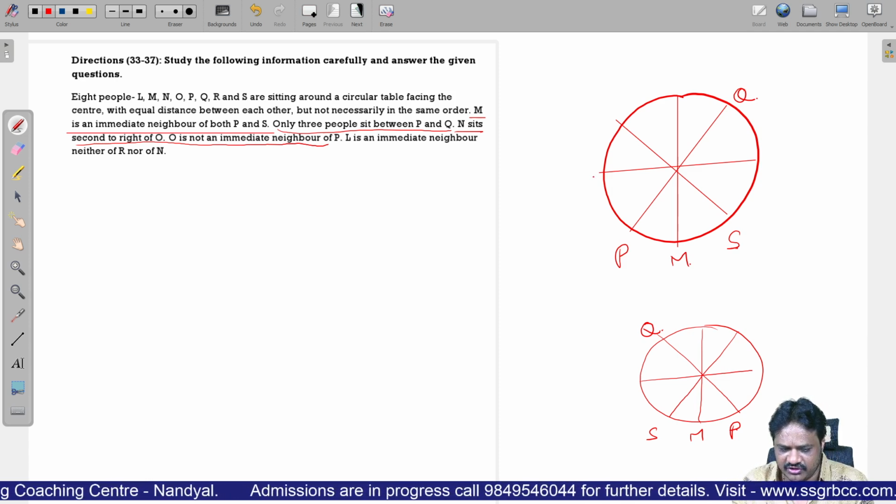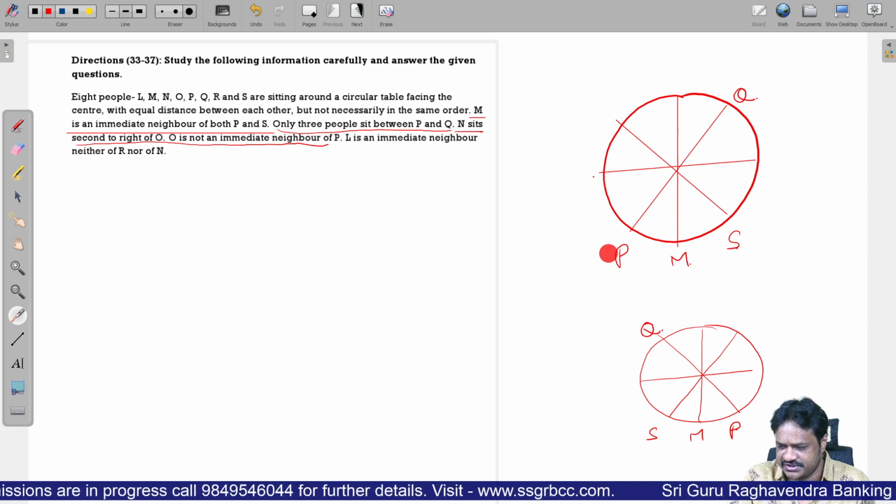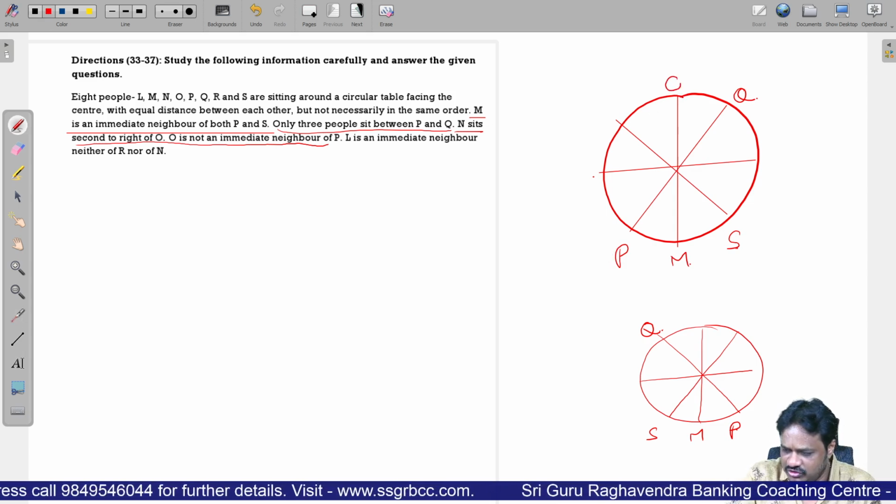But wherever you are getting O, O right second N should be there. So here also I cannot write O, because O right second already P is there. So here we can write O. O right second, who is the person? N.